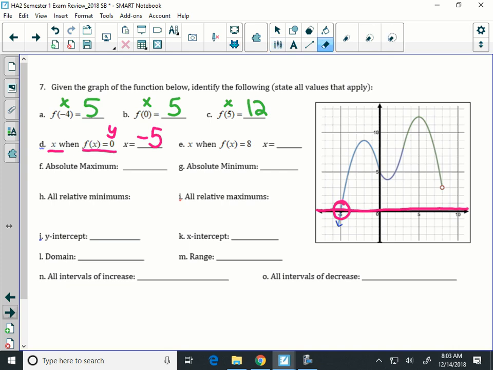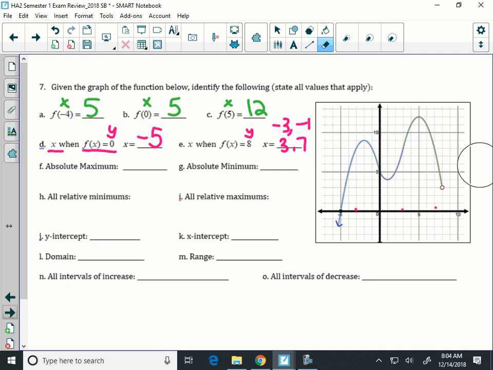Similar question here in E. What is x when f of x is 8? So when y is 8 here, look at how many x values there are that give you that same output. Looks like that's at the x of negative 3, negative 1. This one's at 3 and 7. So there are 4 x values that give you the y value of 8.